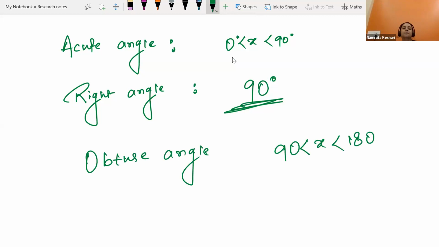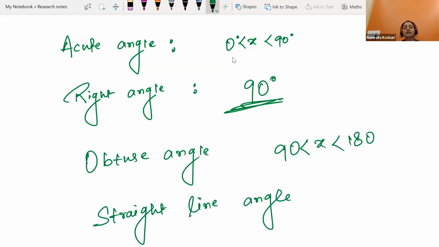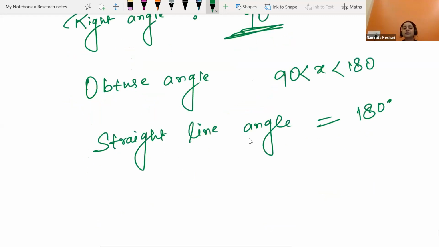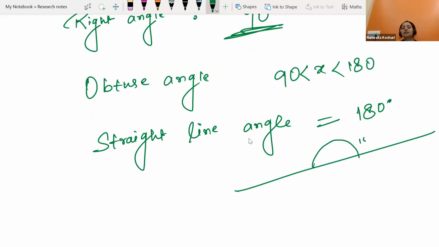Now, the next is the straight line angle, 180 degrees. An angle which is of 180 degrees is the straight line angle. This is how we get 180 degrees. Since it is making a straight line, it's called a straight line angle.